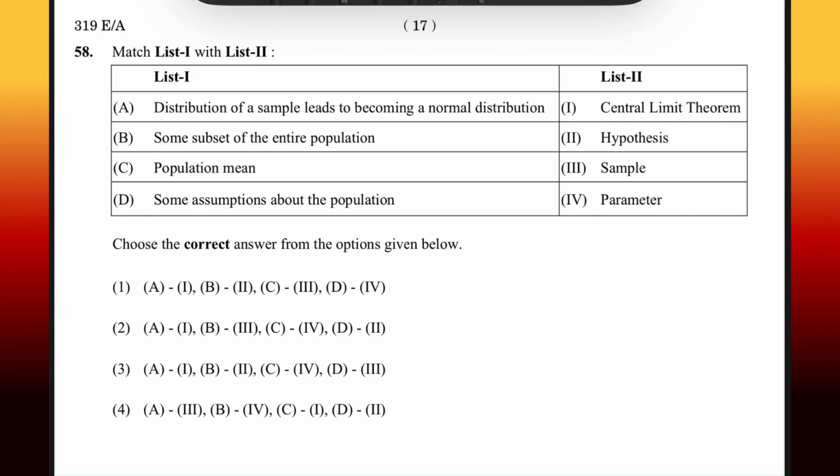Moving on to question number 58. Here you have list 1, here you have list 2, and you have to match up the definitions. The distribution of a sample leading to a normal distribution is the definition of the central limit theorem. So A matches with 1. So option 4 is the incorrect answer.